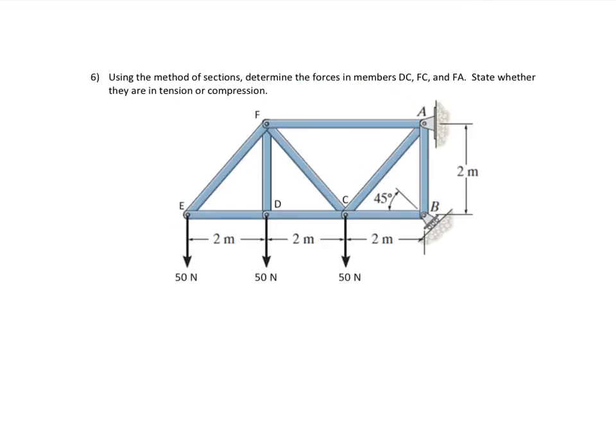All right, so this last review problem is a truss problem, and it is a method of sections. So using the method of sections, determine the forces in members DC, let me see, DC right here, FC, and FA. Kind of looking ahead, I'm going to cut it right here through those three members and look at one side or the other. This is actually the same truss as the other one.